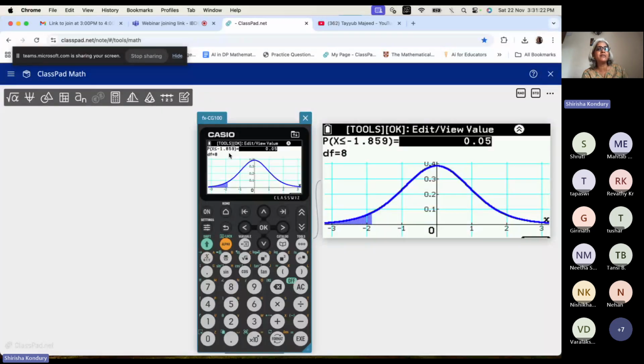Minus 1.859. So my absolute value of the t-statistic is less than the absolute value of the critical value, 1.859. Either the t-statistic is greater than the critical value, then I draw an inference, or p-value is less. Either one I can compare. So both are available to you on the calculator. The critical value is also available, so even if in the exam it is not given, you can find it out on the calculator. And we can do that for chi-square also. We will see that in a minute.